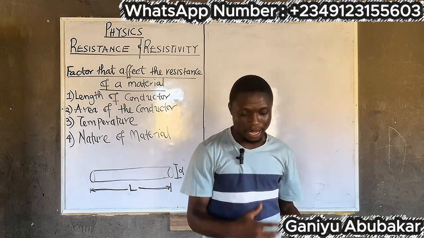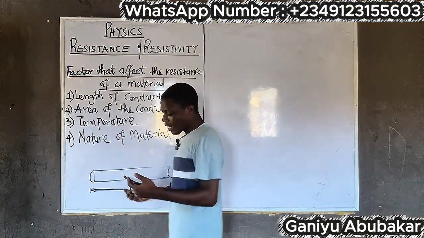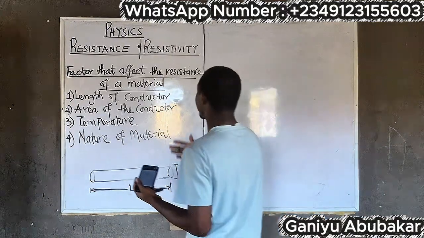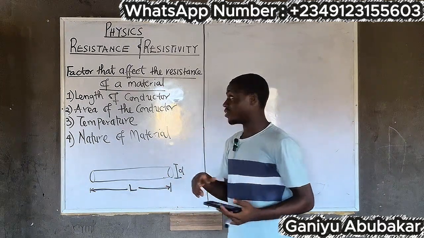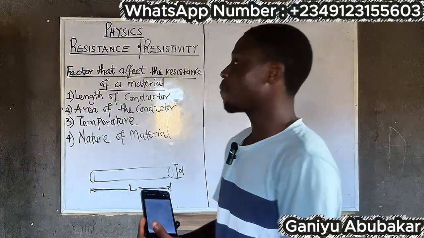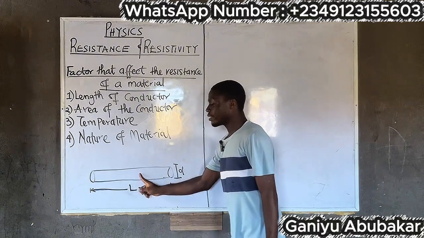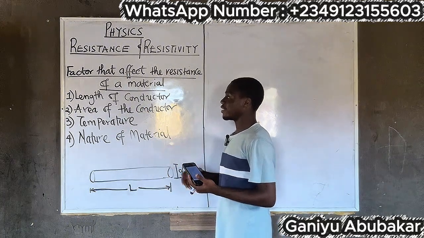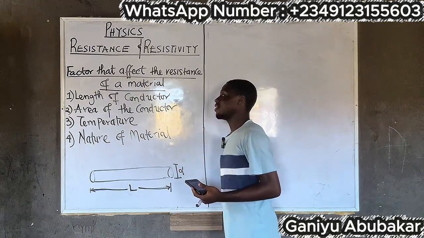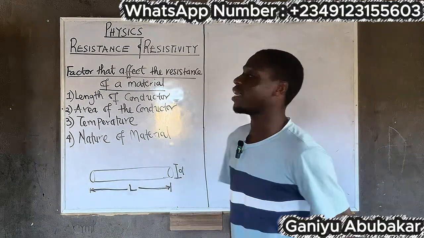As we said recently, for temperature, the more the temperature, the more the resistance on that material. The material we're considering here is a conductor, like a wire, right? So first, I explained length: the more the length of this conductor, the more the resistance. I explained area: the more the area, the lesser the resistance. Temperature: the more the temperature, the more the resistance.